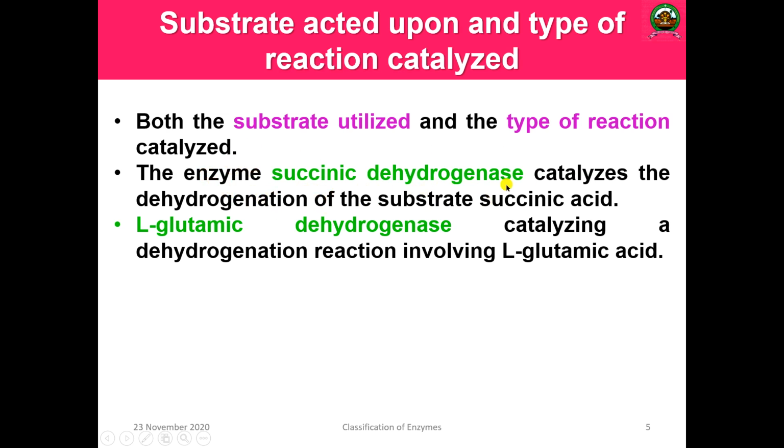The enzyme succinic dehydrogenase catalyzes the dehydrogenation. Here dehydrogenation is the reaction and the substrate is succinic acid. So it performs a dehydrogenation reaction where the substrate is succinic acid. So we are comparing the substrate utilized and the type of reaction involved. Similarly, L-glutamic dehydrogenase catalyzes the dehydrogenation reaction and the substrate is L-glutamic acid. That is why it is the substrate acted upon and the type of reaction. Similarly, many more examples you can see.